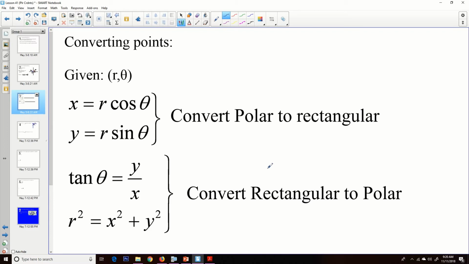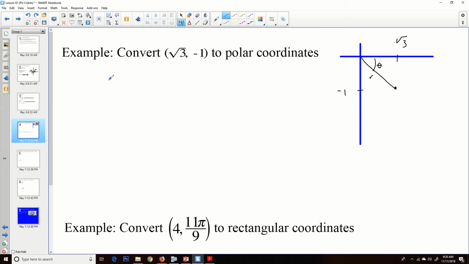So if I come back to here, and I want to convert rectangular to polar, I need to get the r value. So r is going to be the square root of x squared plus y squared, and that makes sense because it's just a distance formula, and that's what I'm finding right here, the length of r. And so my r is going to be the square root of square root of 3 squared plus negative 1 squared. The square root of 3 squared is 3. Negative 1 squared is 1. So I get the square root of 4. So my r value is equal to 2.